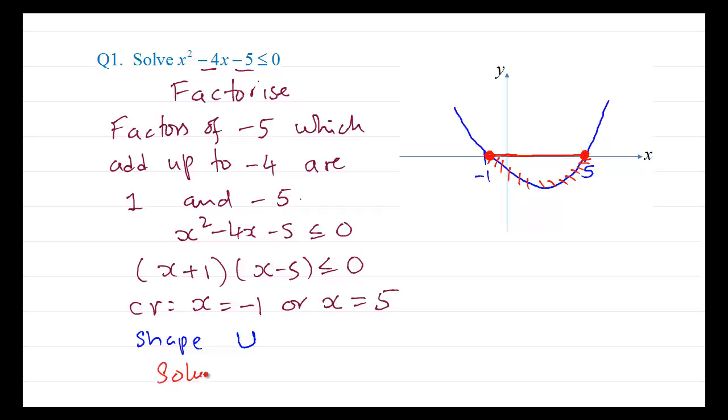So solution: start from minus 1 and stop at 5. So both numbers are included. So x is greater than or equal to minus 1 and is less than or equal to 5.